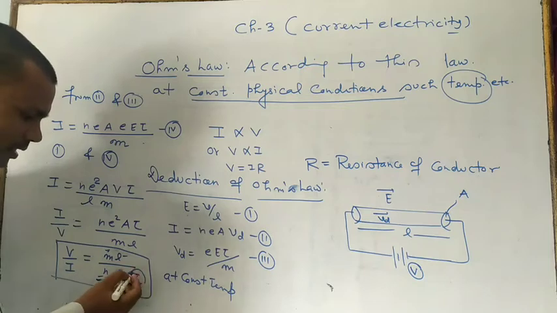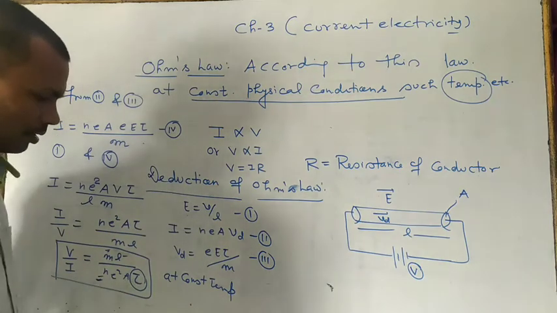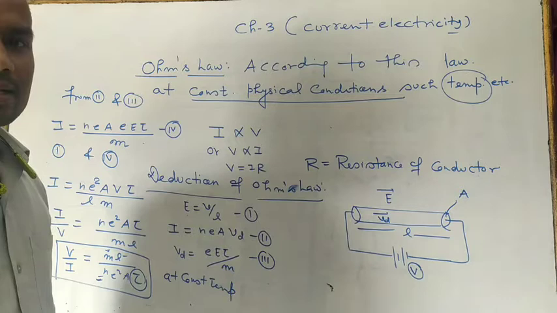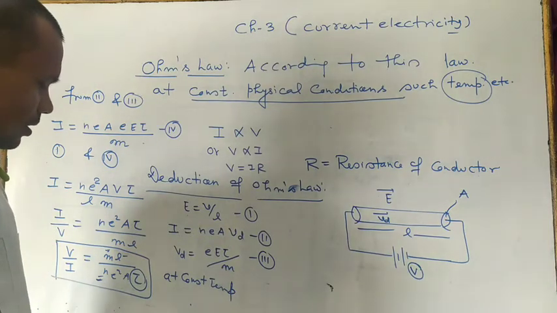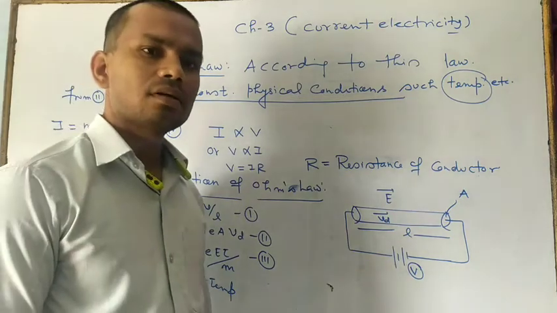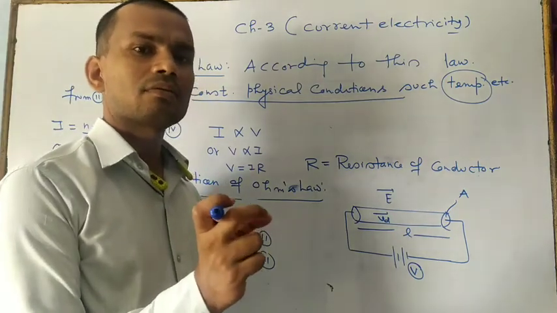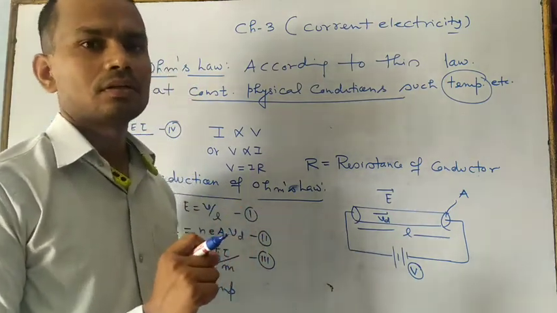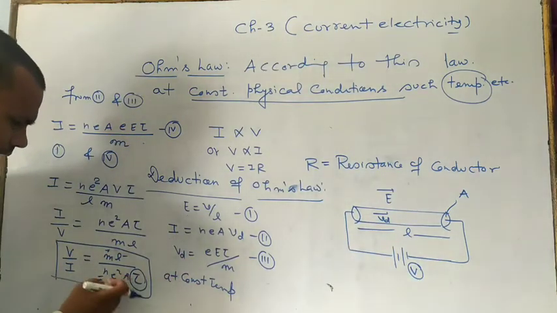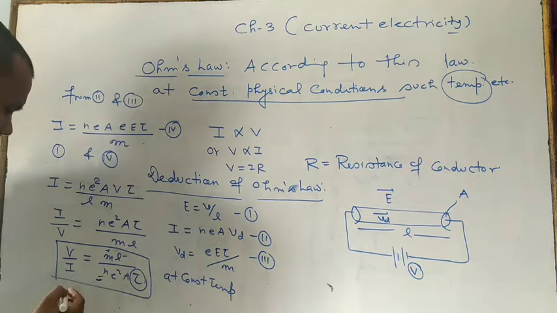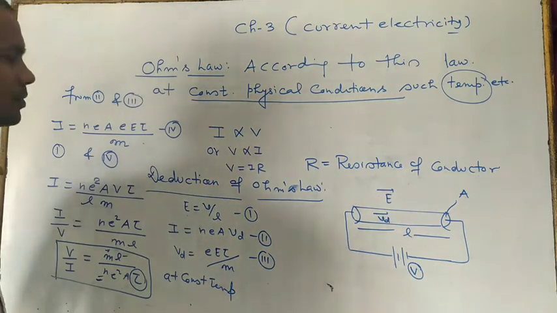And here you have to see this is the relaxation time. Relaxation time is also constant when you are not increasing or decreasing the temperature, because relaxation time means the collision between electrons, and it also depends upon the temperature. If we are keeping the temperature constant, all these things are constant.